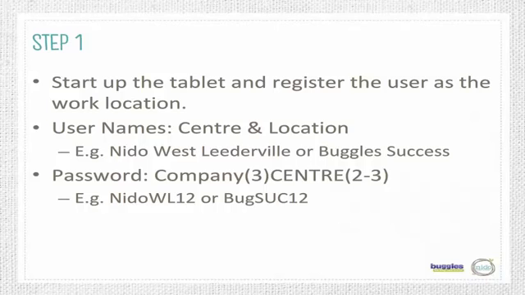Password formats should be the company with 3 letters, with the first letter being uppercase and the remaining lowercase, and the centre location, all in uppercase with 2 to 3 letters depending on the internal identifiers of the company for that particular centre. Then followed by the number 1, 2. For example, Nido West Leaderville would be capital N for Nido, capital WL for West Leaderville, 1, 2. Or for Buggles Success would be capital B, UG, capital S, capital U, capital C, 1, 2.